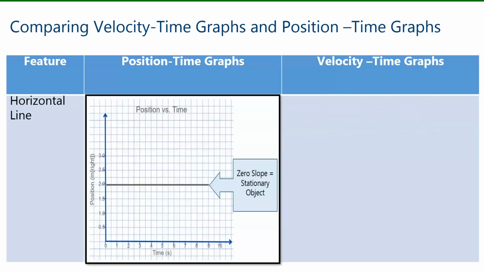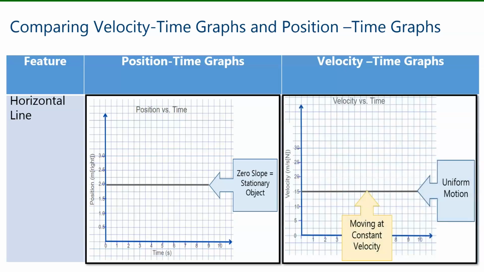So here's our position versus time graph, and you can see that the straight horizontal line means zero slope, a stationary object. But on a velocity time graph, it means that the object is moving at constant velocity. So the object is moving. It's not stopped on a velocity time graph unless that line is across the x-axis. And this shows uniform motion.